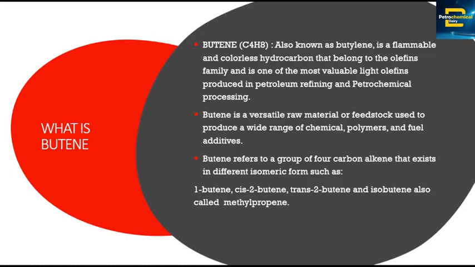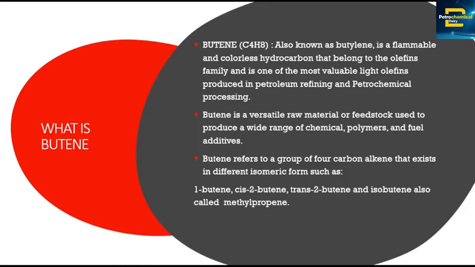What is butene? Butene, which is C4H8, 4 carbon and 8 hydrogen, is also known as butylene. It's a flammable and colorless hydrocarbon that belongs to the olefins family, and it's one of the most valuable light olefins produced in petroleum refining and petrochemical processing. Butene is a versatile raw material or feedstock used to produce a wide range of chemicals, polymers, and fuel additives.